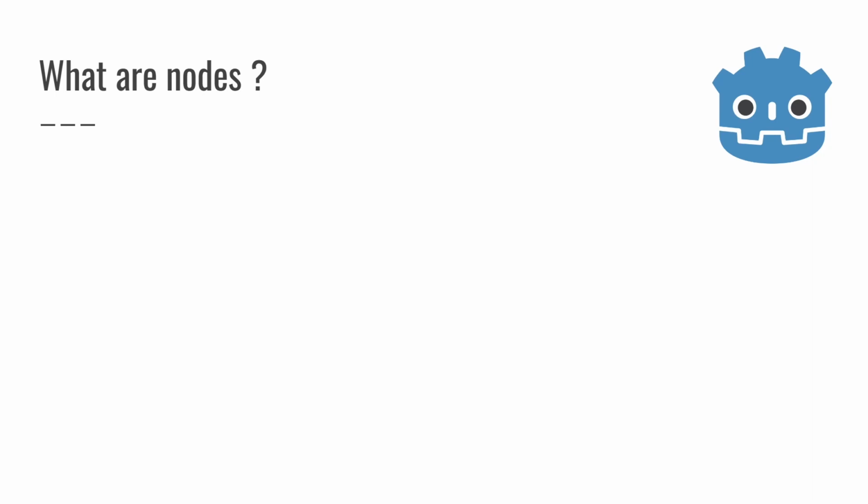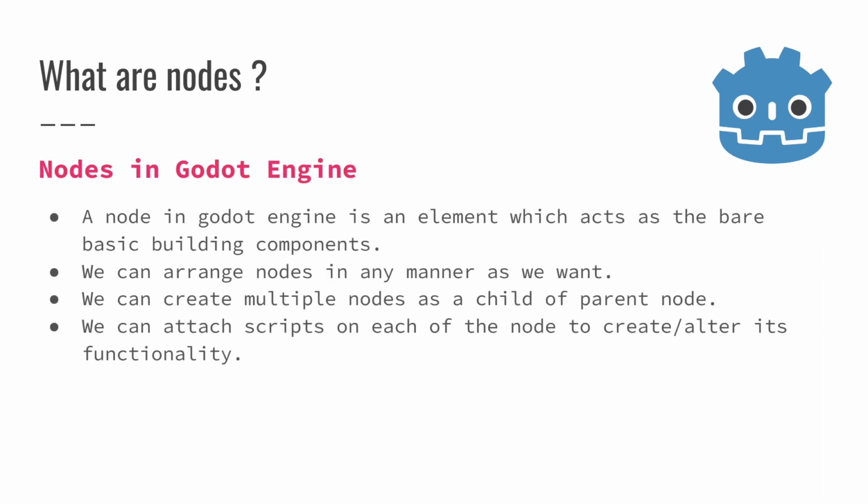Let us just take a moment and understand what these nodes exactly are. A node in the Godot engine is an element which acts as the bare basic building component. What that means is any node in Godot provides a certain functionality. So we can arrange multiple nodes in any manner in order to create a complex or simple, or whatever type of feature or functionality that we want.